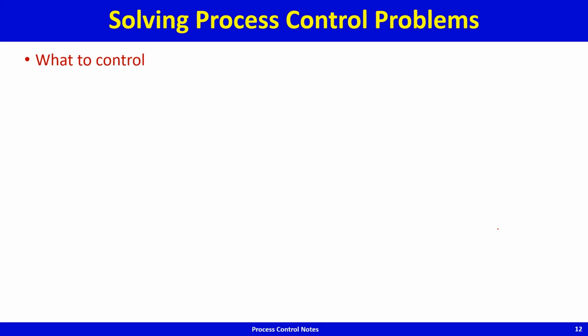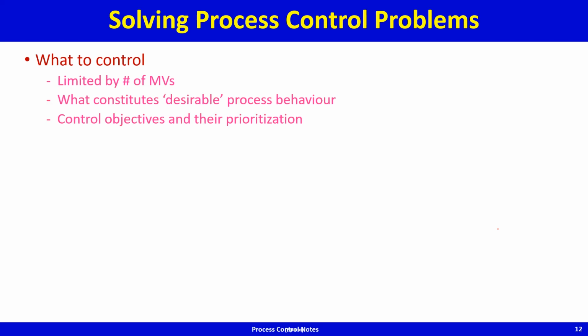So in order to solve process control problems, what to control is a key decision, and it's a key decision because there are so many options in what can be controlled. However, the number of things that can be controlled is limited by the number of manipulated variables, and therefore you need to choose what process variables are controlled using the limited number of MVs. You need to wisely use your available degrees of freedom in the best possible manner, and in order to do so you need to understand fully what constitutes desirable process behavior, the control objectives and their prioritization.